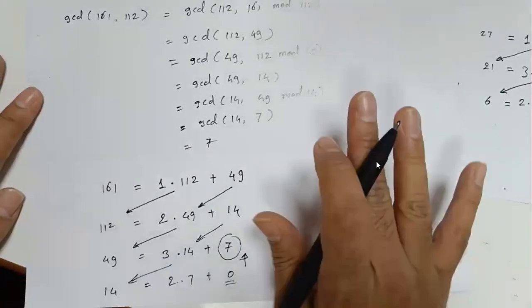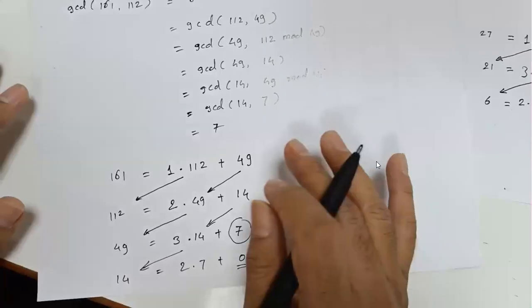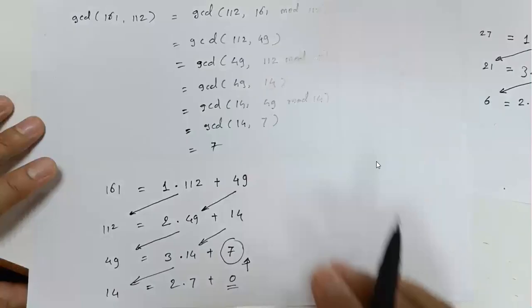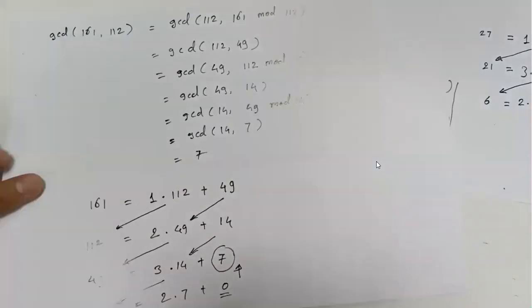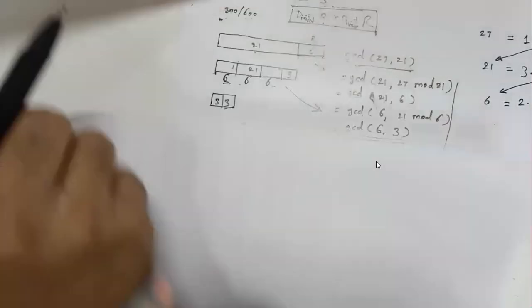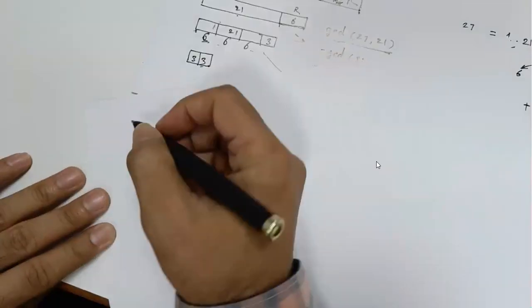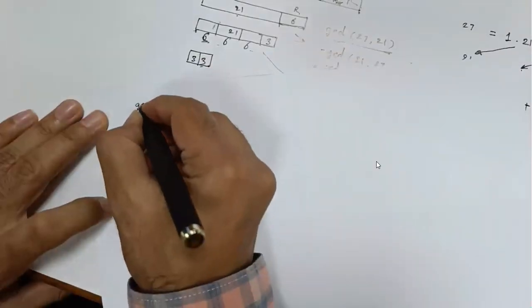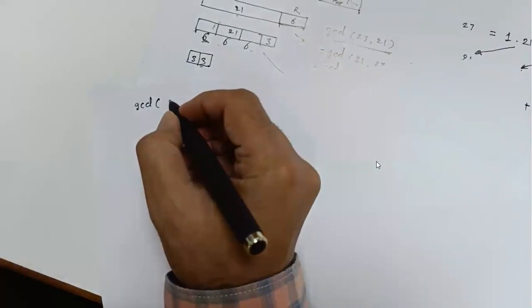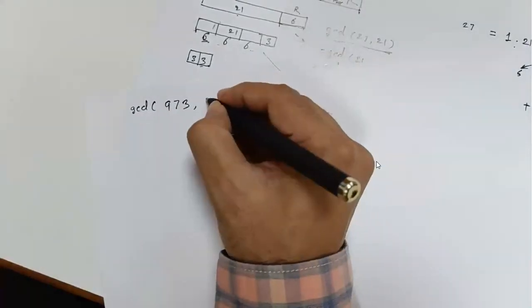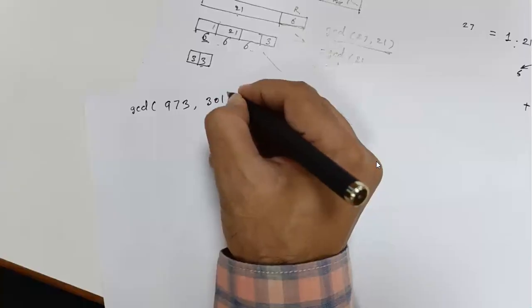So basically, it looks very simple for these numbers, but it becomes difficult for larger numbers. I'll give you one more example. Find out the GCD of 973 and 301.